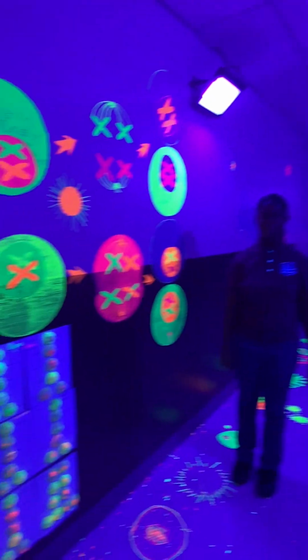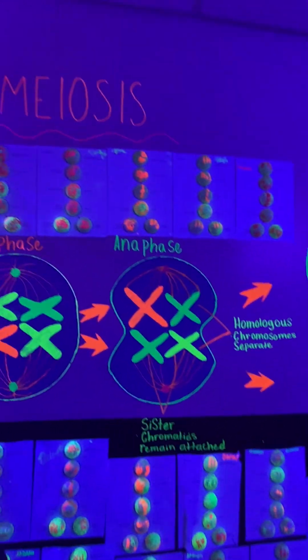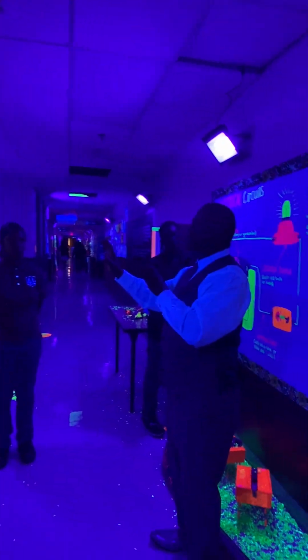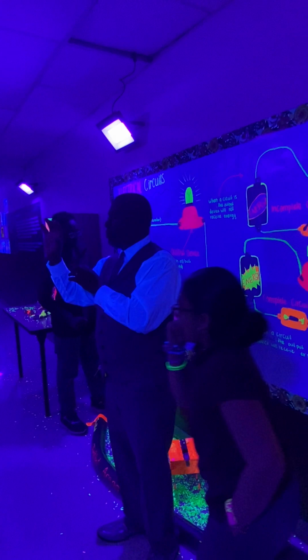So mitosis happens with regular cells, and meiosis happens with sex cells, sperm and ova.